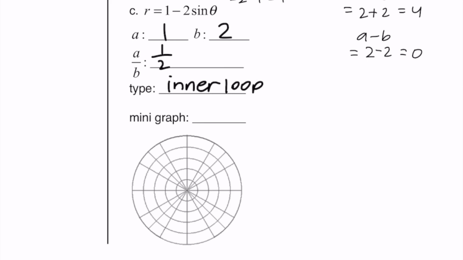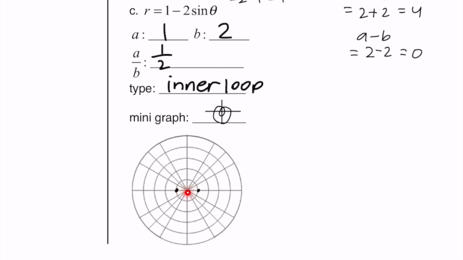Okay, next we're going to do a mini graph. Since the equation has sine and negative, that means the graph will lie along the y-axis, but it's going to be down here. And there's the graph. So again, it's down here, but the inner loop is on the top. So on here, we're going to go out A. So we're going out 1 in both directions.